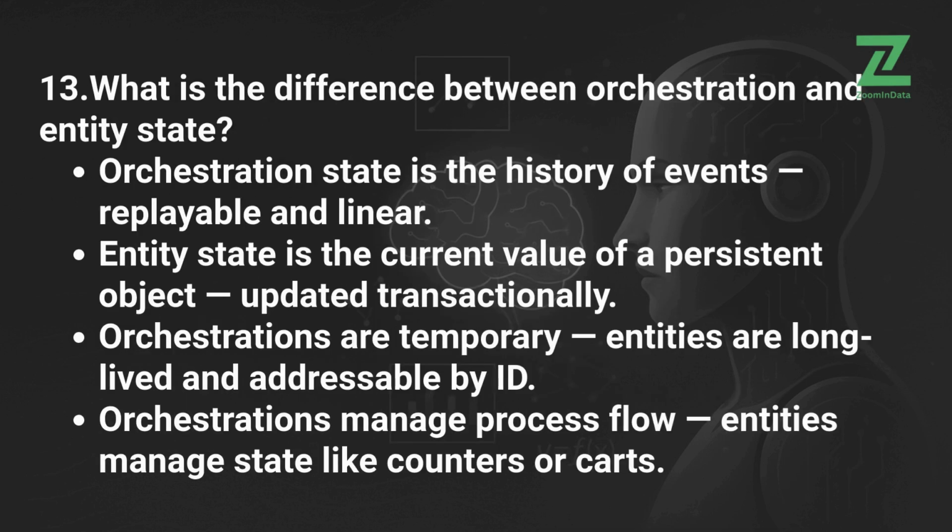What is the difference between orchestration and entity state? Orchestration state is the history of events, replayable and linear. Entity state is the current value of a persistent object, updated transactionally. Orchestrations are temporary. Entities are long-lived and addressable by ID. Orchestrations manage process flow. Entities manage state like counters or carts.